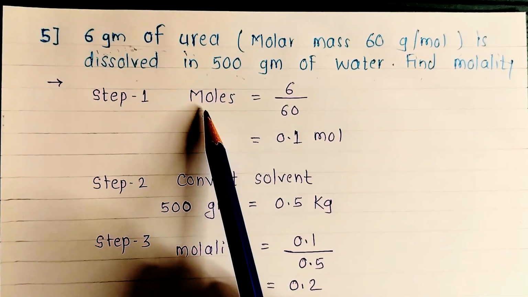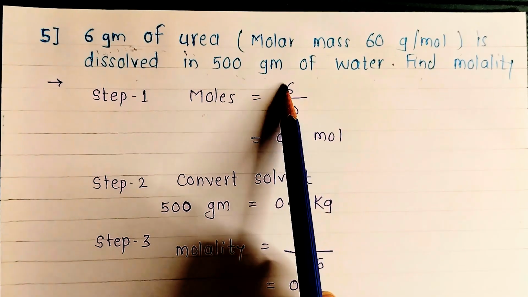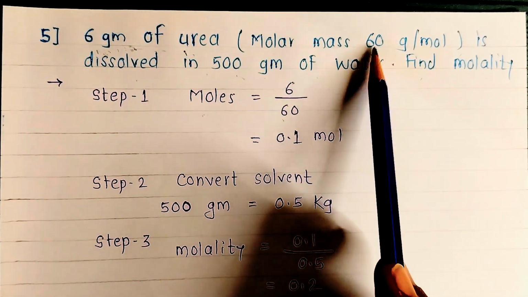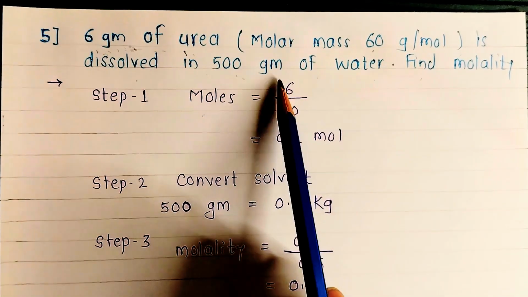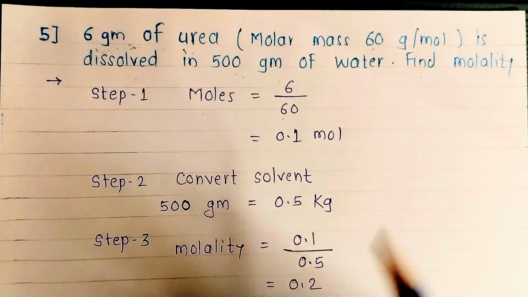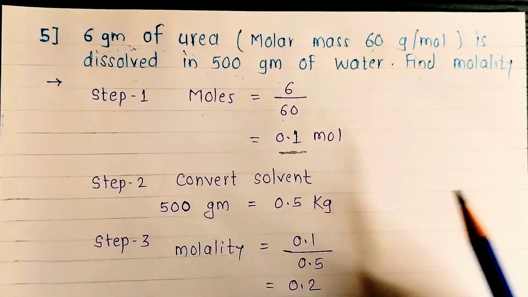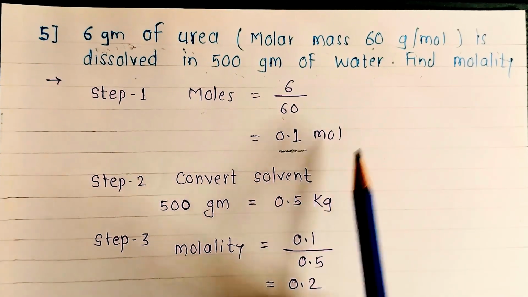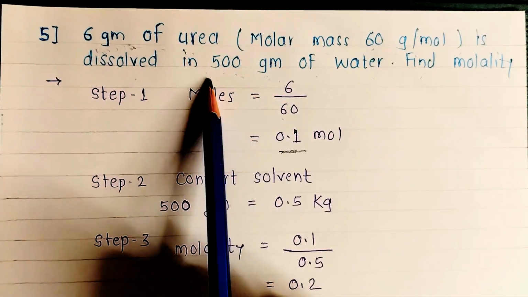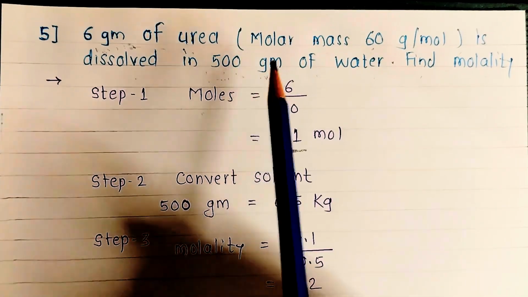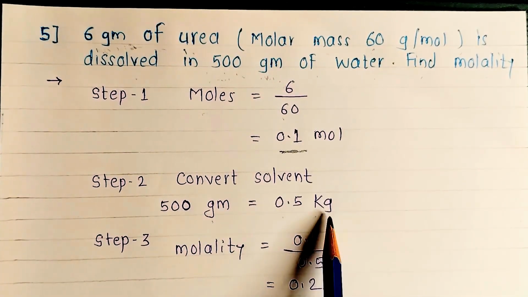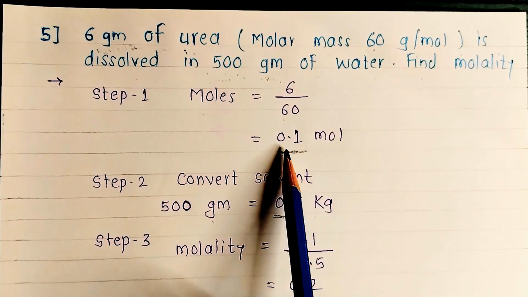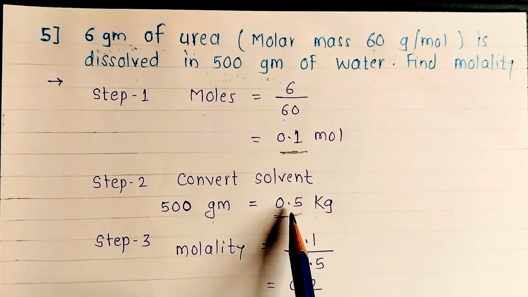So moles means mass upon molar mass. This is the mass, and this is the molar mass. 6 upon 60. That means 0.1 mole. 0.1 mole is the number of moles. And here the weight of the solvent in gram is given. So we have to convert this gram into kilogram. 500 gram is 0.5 kg. So we get these two things, that is moles and mass of solvent in kilograms.